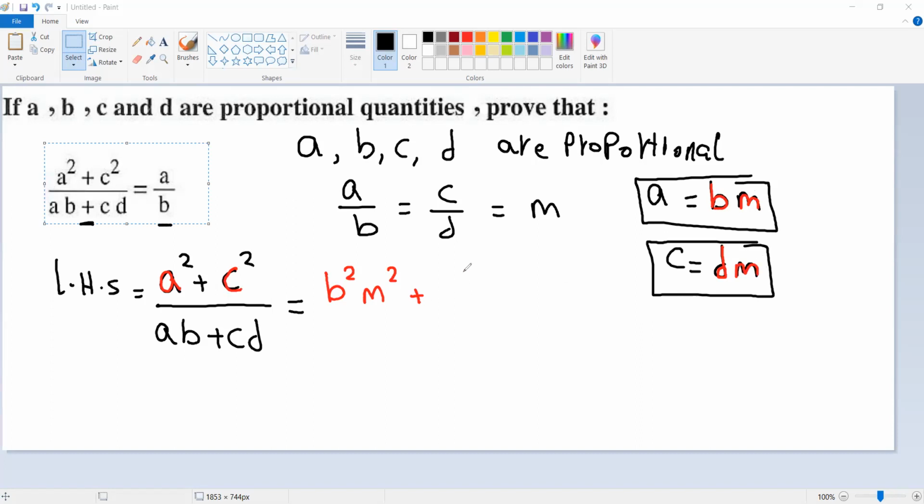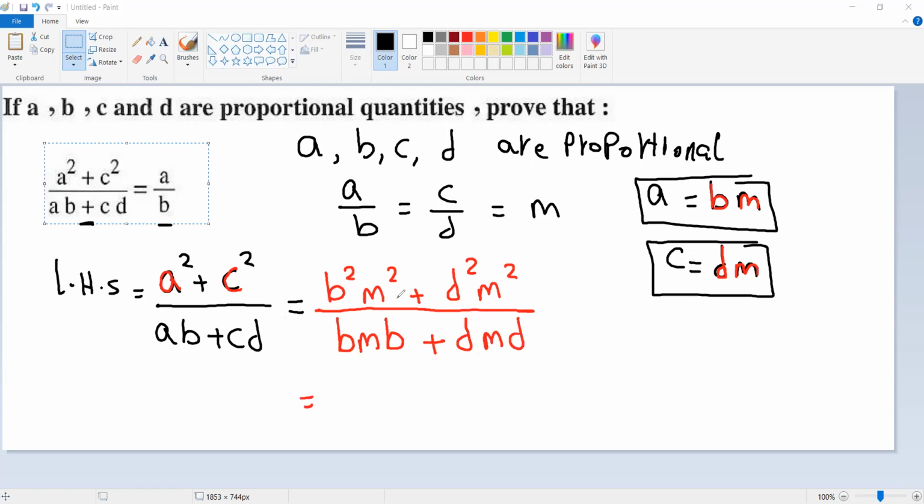So C to the power of 2 is equal to D to the power of 2, M to the power of 2. All divided by AB. What is the value of A? A is BM, and B is B, right? B as it is. So it's BM multiplied by B plus CD. What is the value of C? C equals, right, DM, and D as it is.